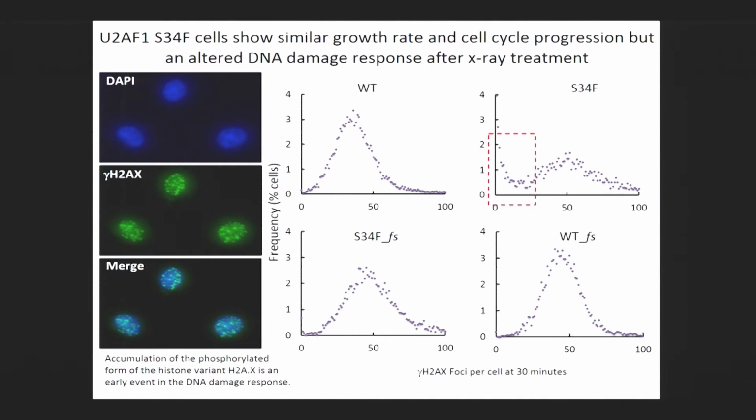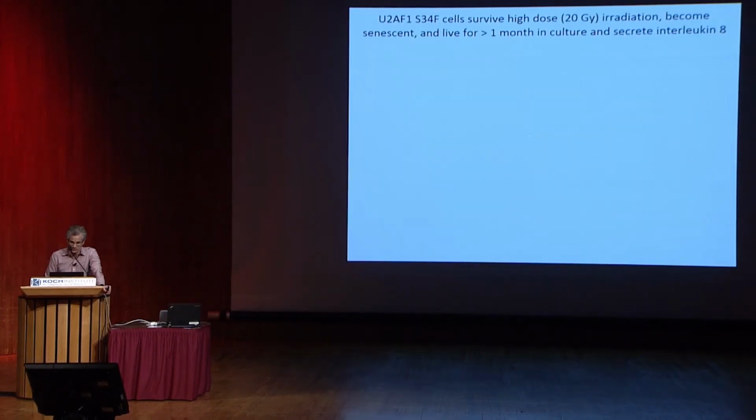However, in the S34F cells, there is a population of cells which never show any detectable gamma H2AX foci. So as far as we can tell, they are not responding to damage at all. And this phenotype is completely rescued when we just mutate this one nucleotide back. Now, in data I'm not going to show you, we know that these cells are still getting damaged, so they are getting breaks, but they're not responding.